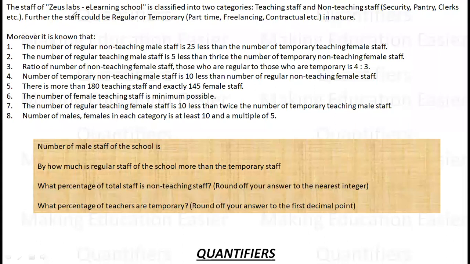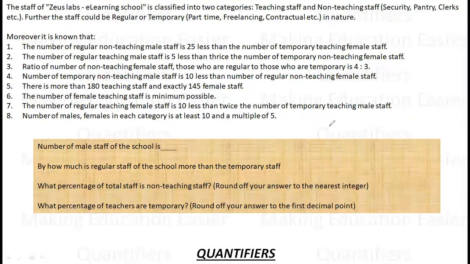What does it say? The staff of Zeus Lab e-learning school is classified into two categories: teaching staff and non-teaching staff. Further, the staff could be regular or temporary, part-time, freelancing, contractual, etc. in nature. Moreover, it is known that the number of regular non-teaching male staff is 25 less than the number of temporary teaching female staff.